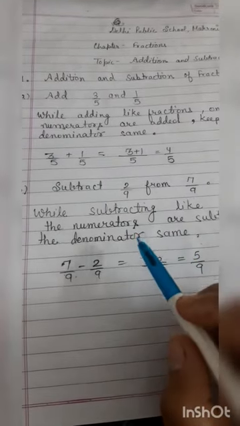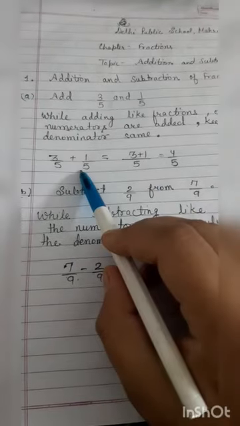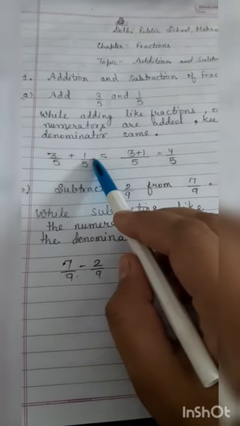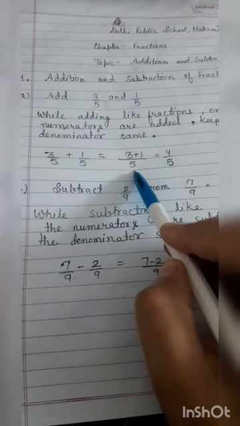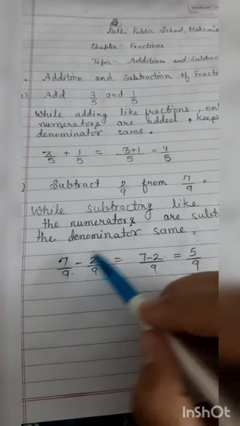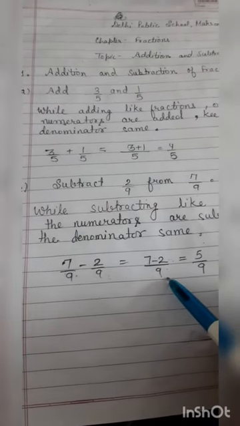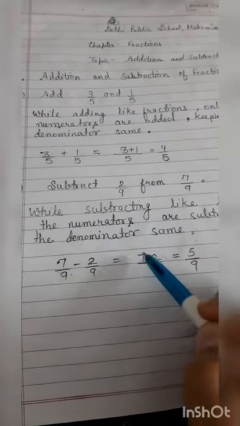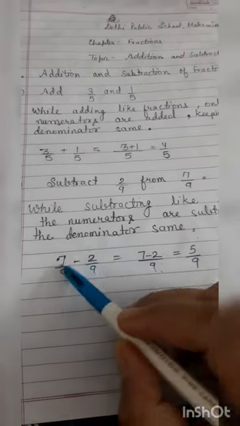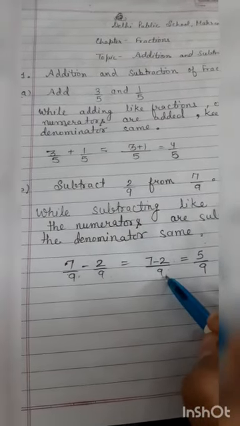Similarly, what we did in addition, we just added the numerators, keeping the denominator the same. Here also we have to subtract only the numerators and keep the denominator the same. So 7 minus 2, we just subtract the numerators only, keeping the denominator the same.